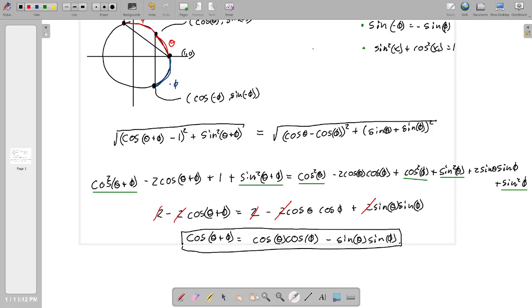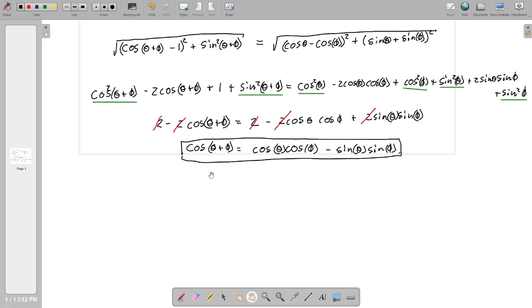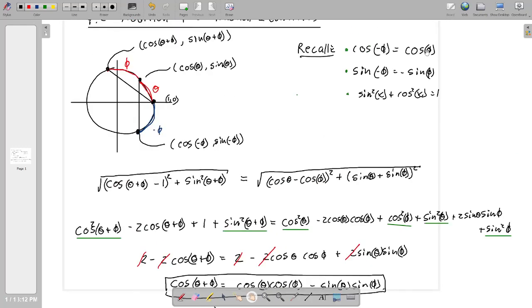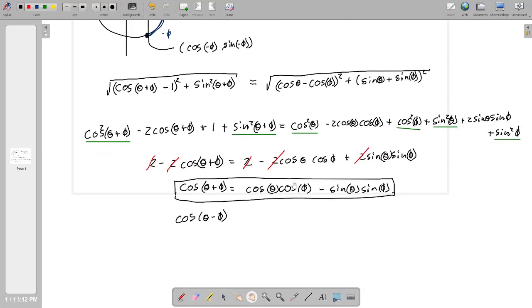To do the subtraction formula, all we need to do is replace phi with negative phi, cosine theta minus phi. So all I'm doing is replacing phi with a negative phi here and a negative phi here. But remember that cosine of negative phi is the same thing as cosine of positive phi. So when I replace phi with negative phi for my cosine here, it stays the same. It just becomes positive again. So cosine theta, cosine negative phi, but this will become just cosine positive phi, minus sine theta, sine negative phi.